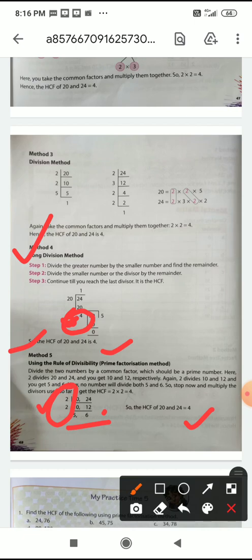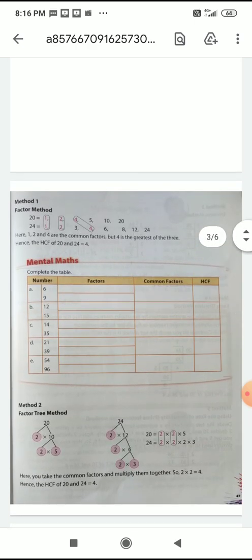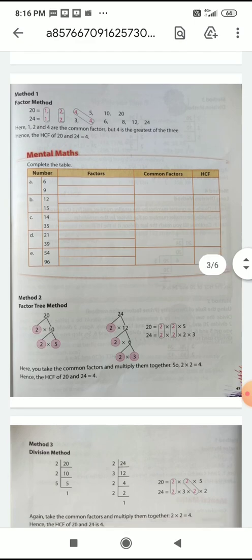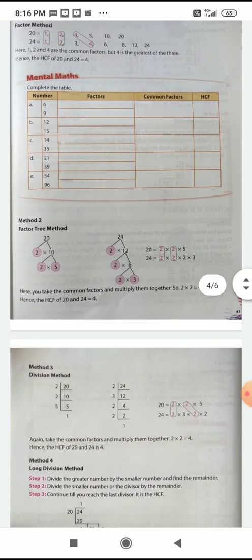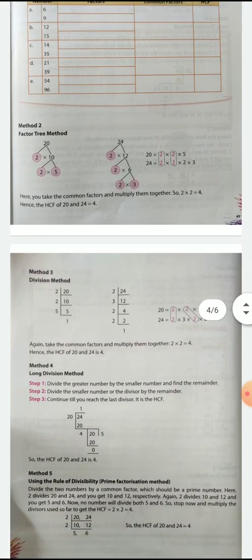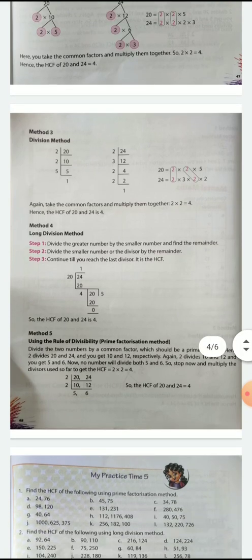So, clear? We discussed a total of 5 methods to find the HCF. Method 1 is the factor method, method 2 is the factor tree method, method 3 is the division method, method 4 is the long division method, and method 5 is the divisibility prime factorization method. So children, you practice these methods or examples in your copy.